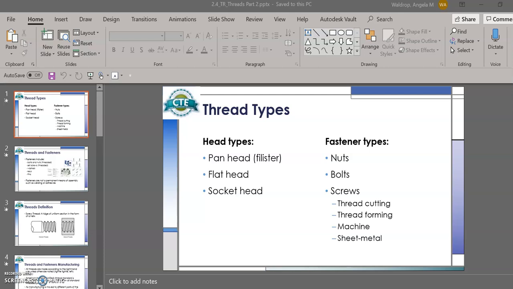The fastener types on the right refer to the body. Is it a nut? These mate with a bolt. Is it a bolt or is it a screw? A good way to realize the difference between a bolt and a screw is that a bolt needs a receiving fastener, either a nut or an internal thread in another part, and a screw is just driven into a piece of material like a piece of wood or sheet metal, and there's no pre-existing internal thread for it.